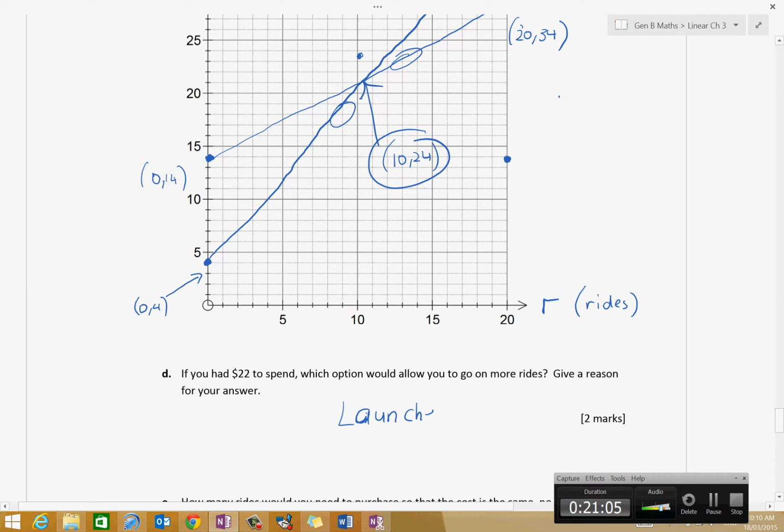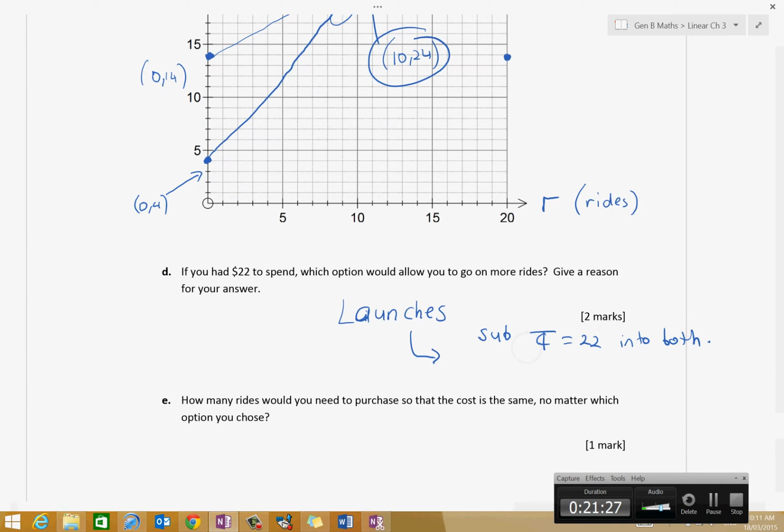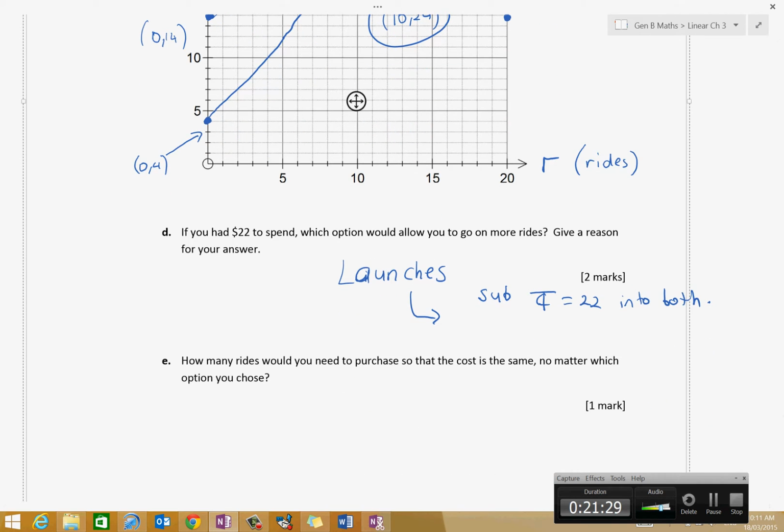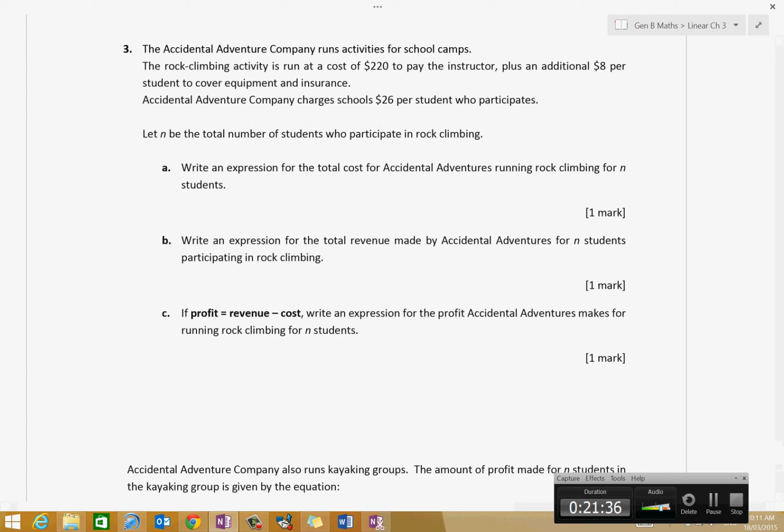Lunar launches, and you know why, because you need to explain, you need to sub in the point or the cost T equal to 22 into both. And Compston's will be more expensive, so therefore you've proved it. How many rides would you need to purchase so that the cost is the same? Didn't we just go through that? 10. Thank you. Awesome. Okay.